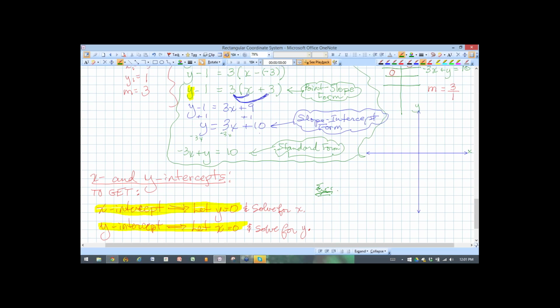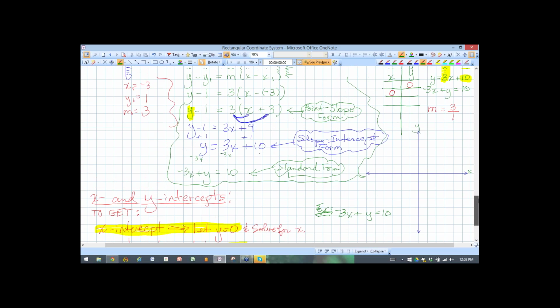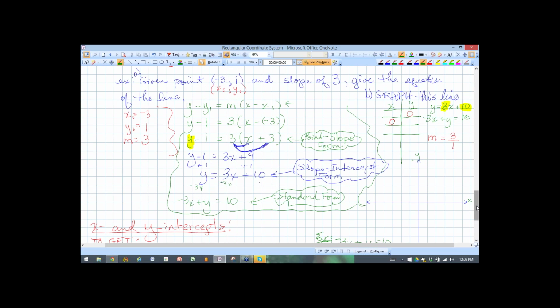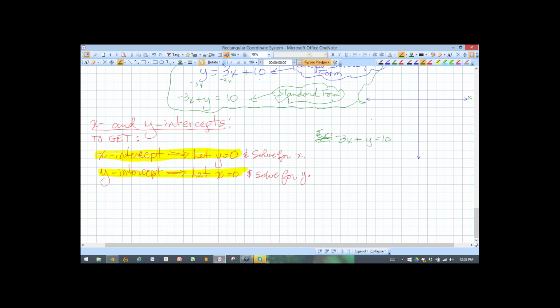Okay, so the intercepts for negative 3x plus y is equal to 10. The standard form is so much simpler to find the intercepts. Of course, in slope-intercept form, it's there for you in the constant term, but if we look at the standard form, okay, so let's find the x-intercept.